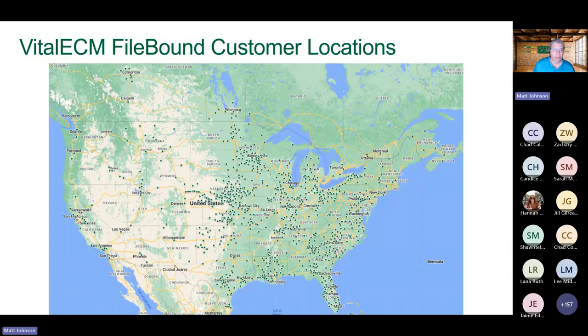So there's a map of all the FileBound customers that we have under the VRC umbrella throughout the United States, and again, some in Canada. One thing that we find is fun is that we cover all 4 time zones in the United States, but we also have the Atlantic time zone as well, which is the time zone just after the Eastern time zone. So kind of fun for us.